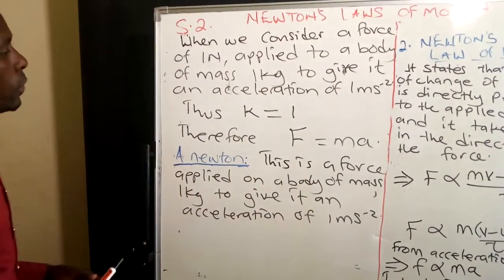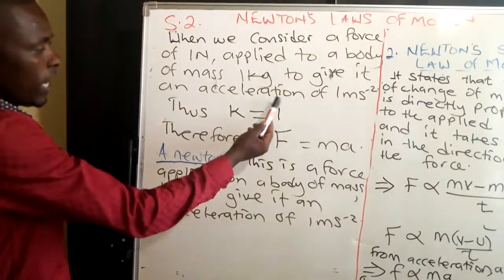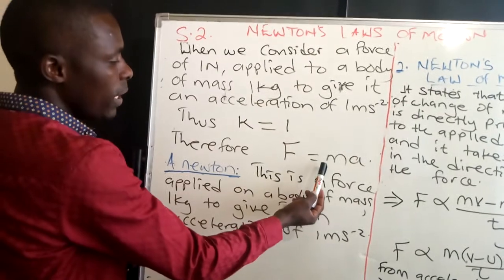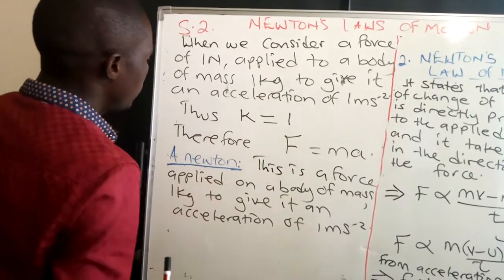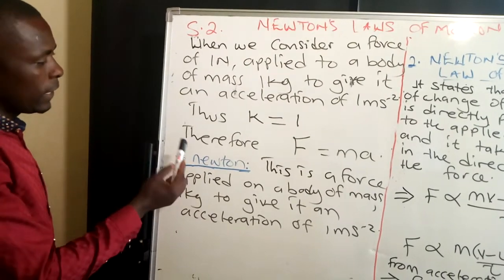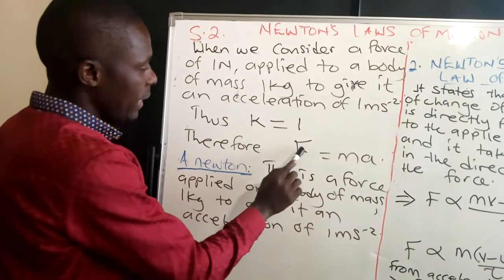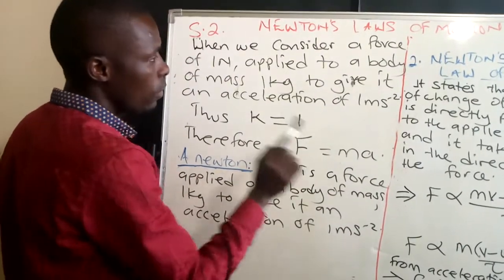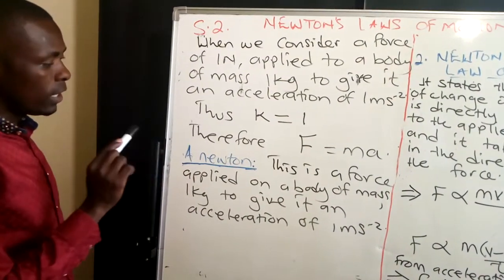So now when you introduce that constant, if you substitute 1 where the constant was, we shall remain with mass times acceleration. Therefore, our second law summarizes the equation that F equals mass times acceleration. This is our second law of motion, which was developed by Newton.